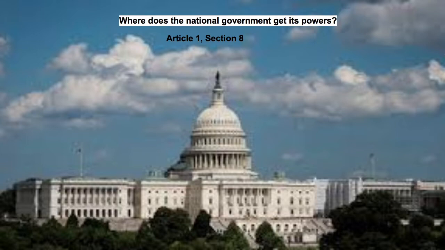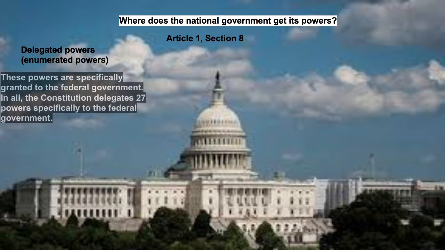However, the national government, or federal government, has three different types of powers. The first one that we're going to talk about is called delegated powers or enumerated powers. These powers are specifically granted to the federal government in Article 1, Section 8 of the Constitution. This includes the power to coin money, to regulate commerce, to declare war, to raise and maintain armed forces, and to establish a post office. In all, the Constitution delegates 27 powers specifically to the federal government.